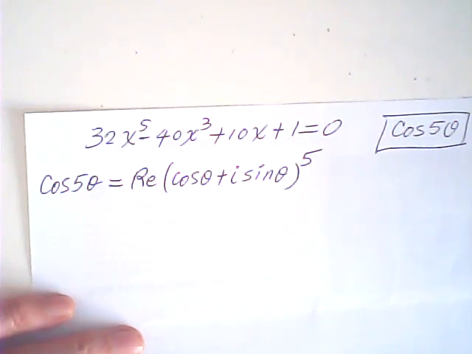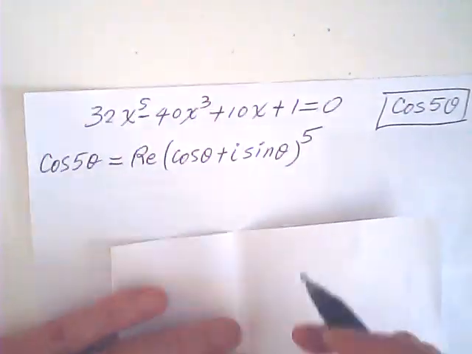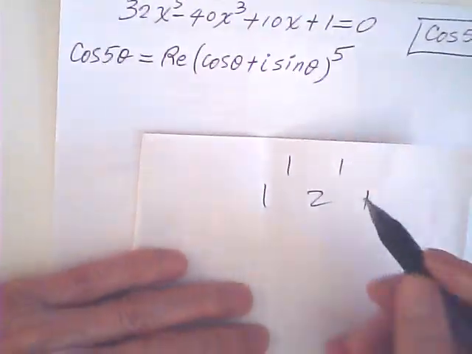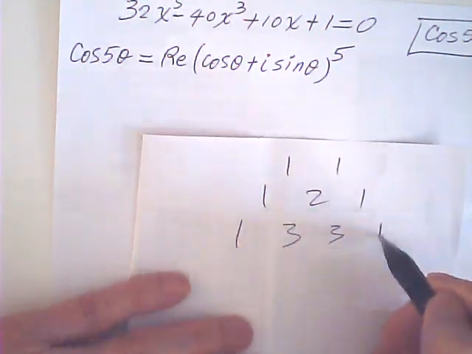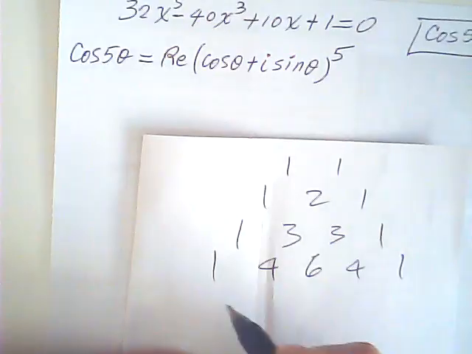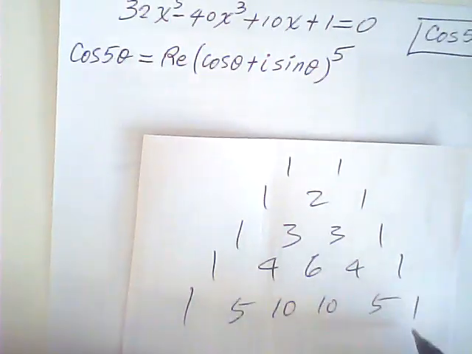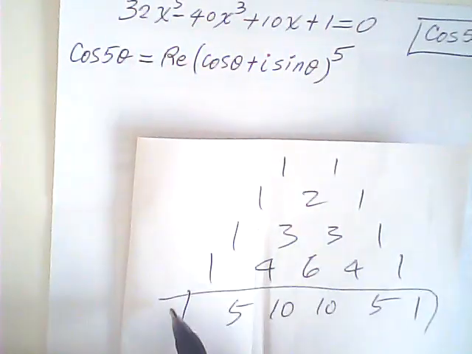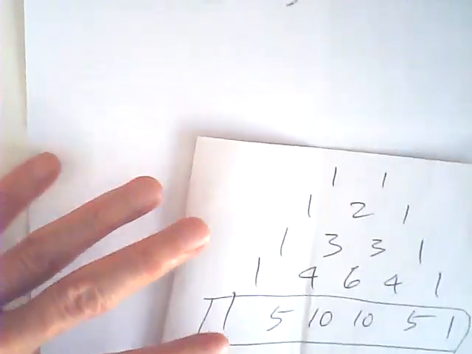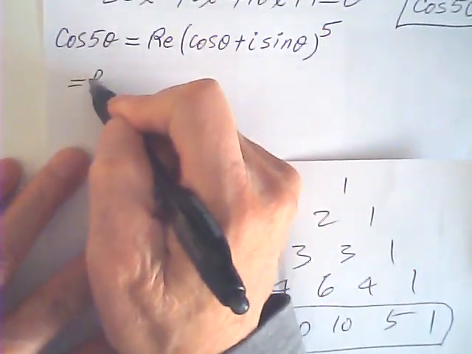Then we have Pascal's triangle: 1; 1 1; 1 2 1; 1 3 3 1; 1 4 6 4 1; 1 5 10 10 5 1. So this is the row I want. Well, that's the binomial expansion, right? So this one is equal to the real part.